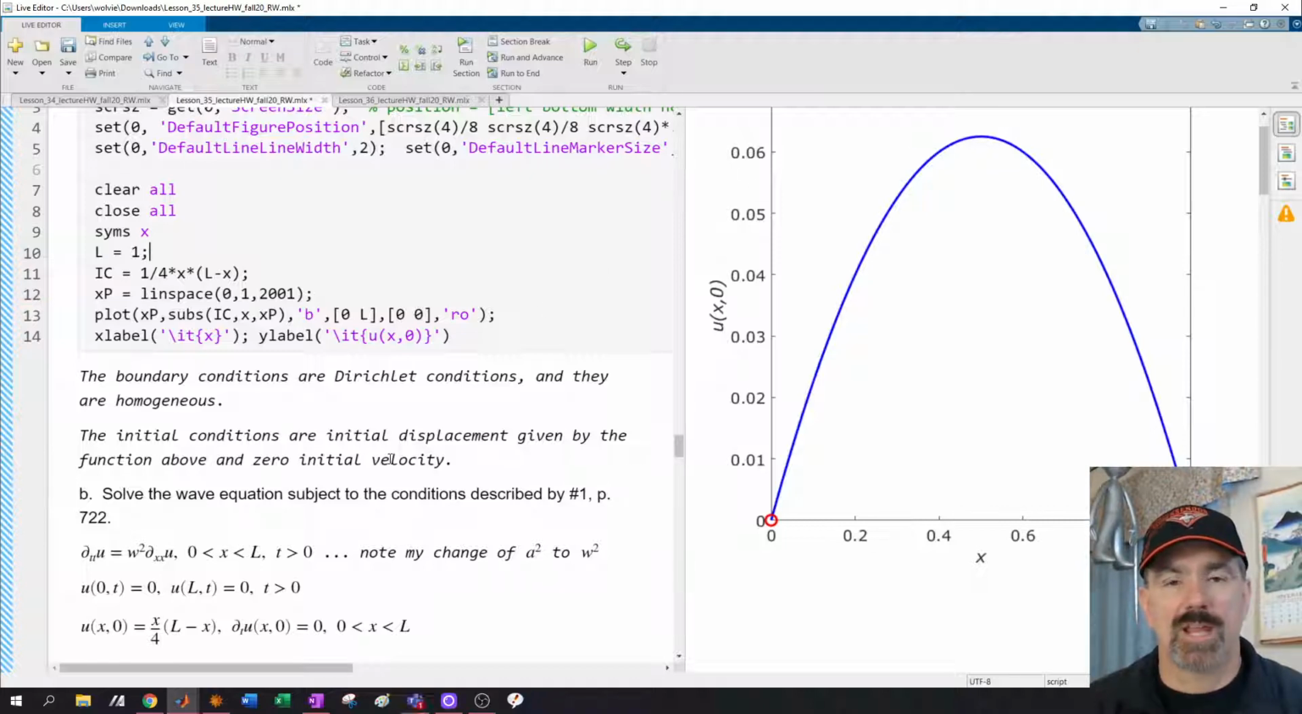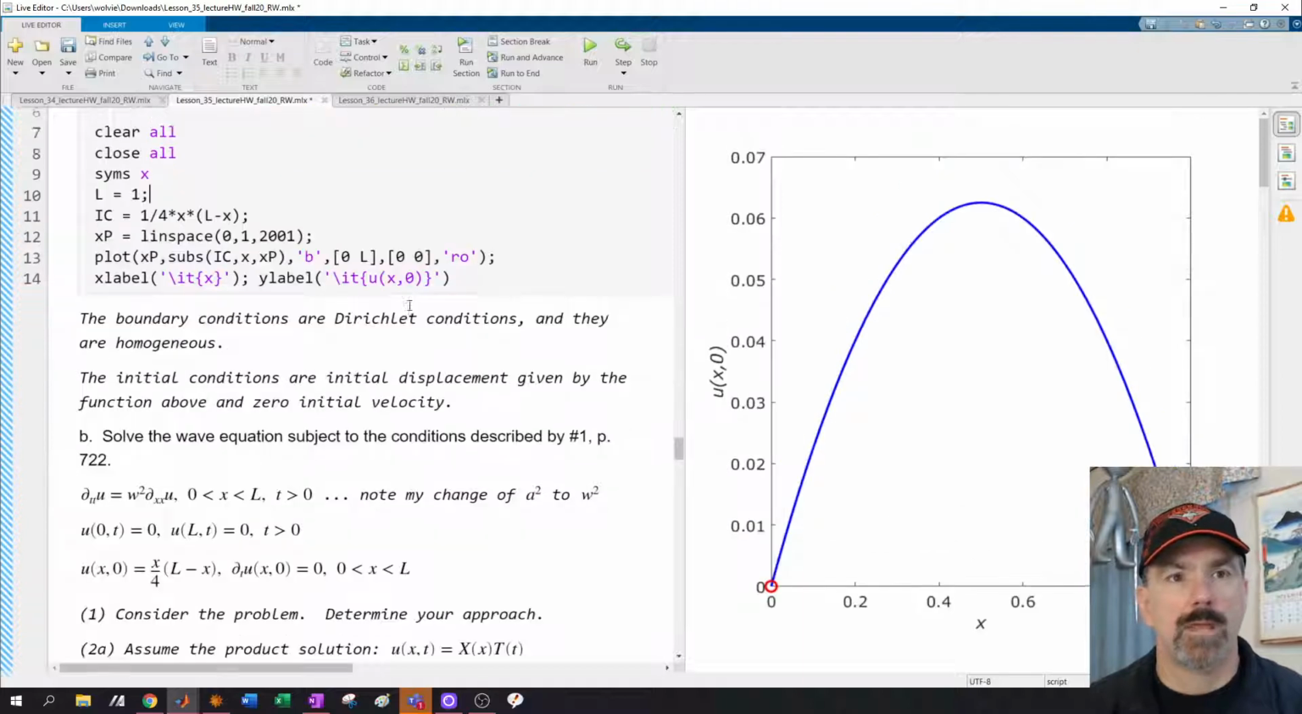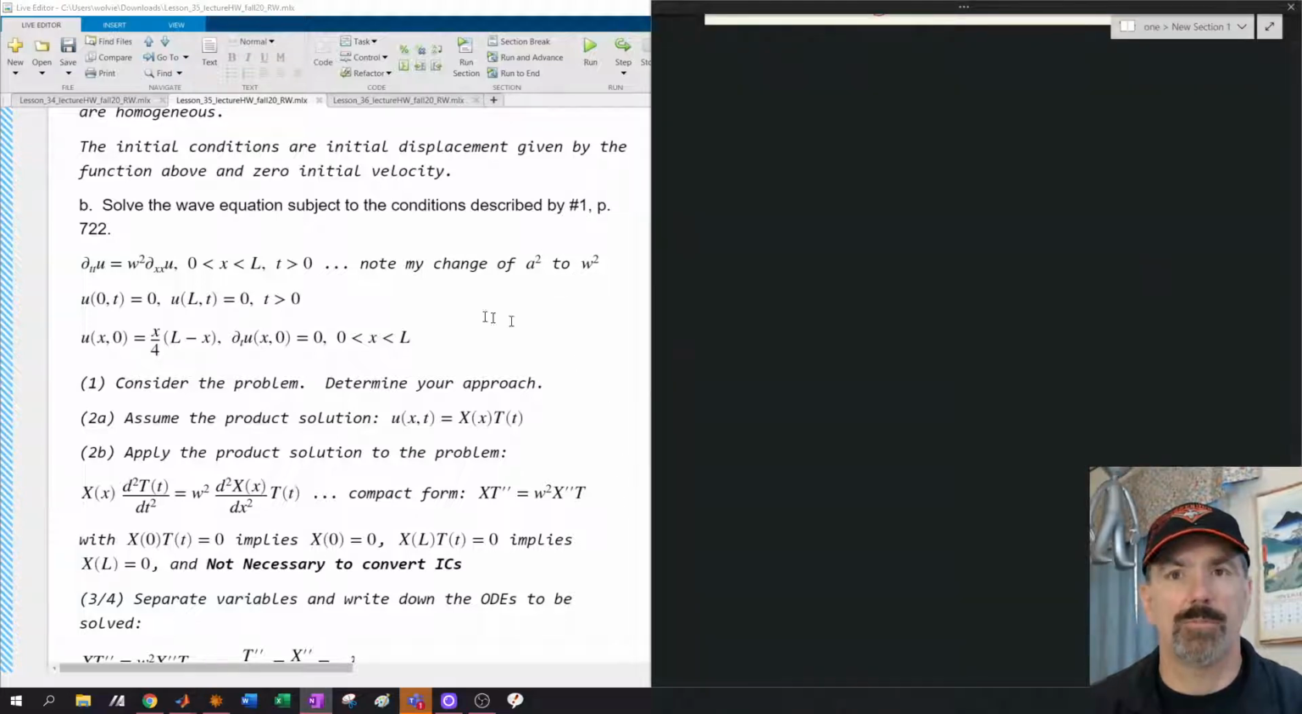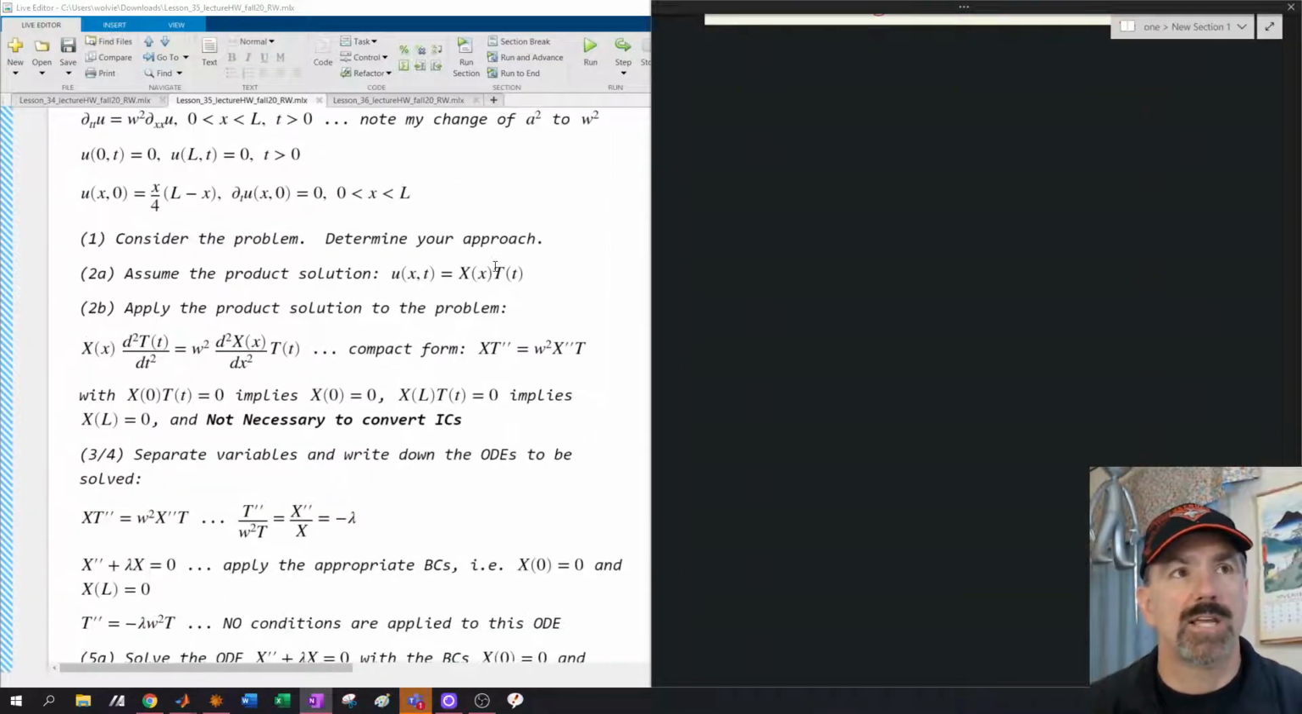Also, there's no initial velocity. So the g of x function, as the book references it, would be 0. So now we want to solve this, and I want to walk through all the detail associated with solving this problem. So let's take a look.